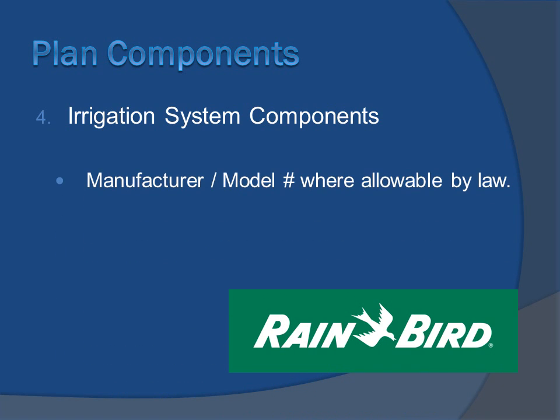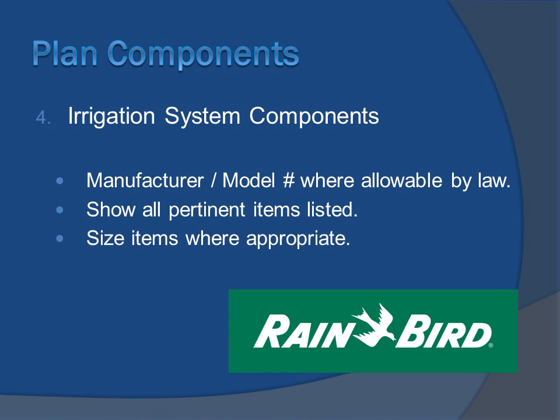We need to list the manufacturer and model number where allowable by law, and that's going to be on the clock itself, and you can put that on your plan. Show all pertinent items listed. Size of items where appropriate: 1-inch pipe, the size of the heads, 6-inch pop up, 12-inch pop up, and so on.